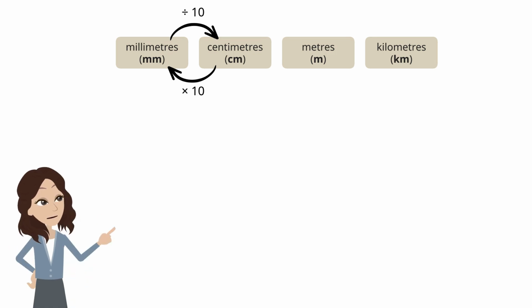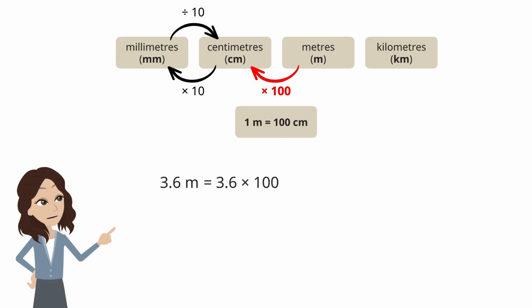Next, let us convert between meters and centimeters. 1 meter is equal to 100 centimeters. What is 3.6 meters in centimeters? To convert from meters to centimeters, we multiply by 100.